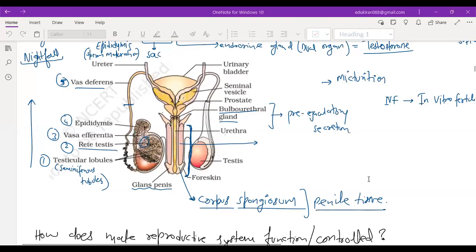Is the screen visible to you? Yes. Can you see the whole diagram now?